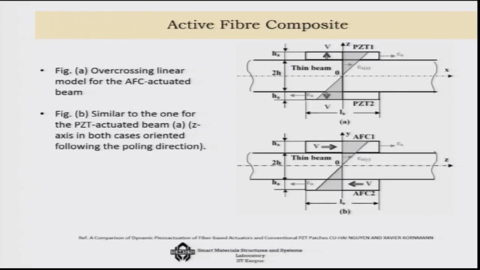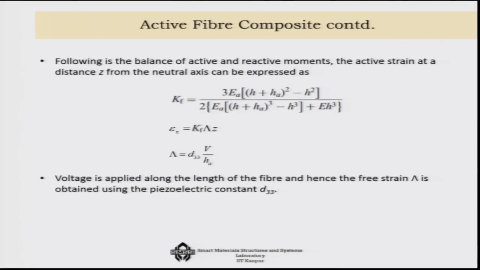So, you can see that you can actually consider the variation in the system. You can of course apply the Euler-Bernoulli model in this particular case, and the beam is of thickness 2h and these parts are of thickness ha. With that, once again, if you carry out a very similar moment balance, you will see that the actual strain it will give is kf lambda z, and kf is given by this particular expression, and lambda, that is the most important thing, the free strain, is actually d33 v over ha.